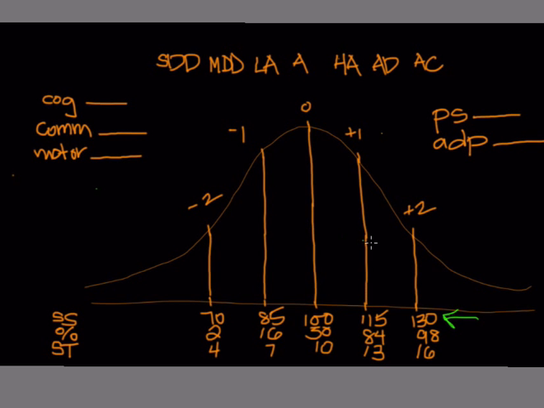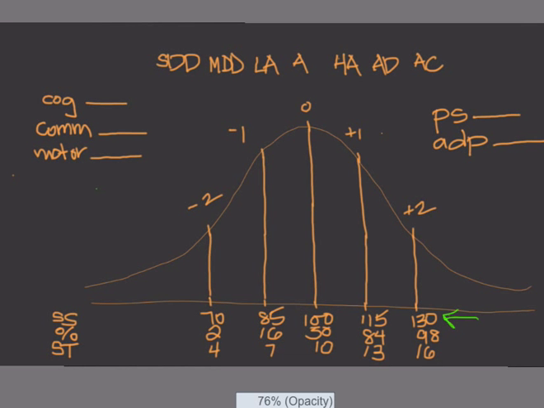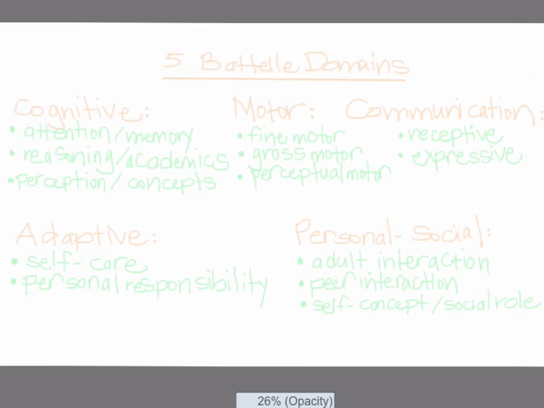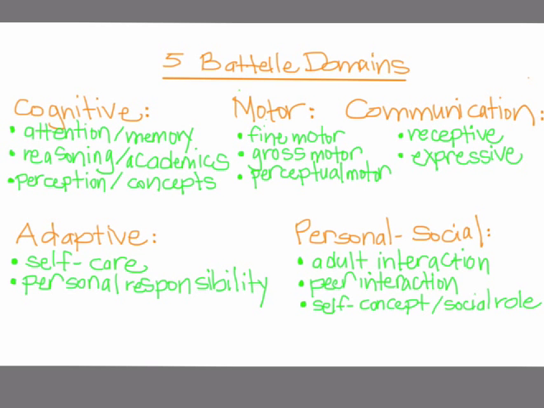I'd like to switch views here just briefly to give you a quick overview of the domains and subdomains on the Battelle. Here they are. So we have our 5 major domains: cognition, motor, communication, adaptive, and personal social. And I want to mention here that the developmental quotient for each major domain area is a composite score that's based on the scores from each subtest. And because each subtest is also going to have its own standard score, we can also plot subtests on our normal curve today.